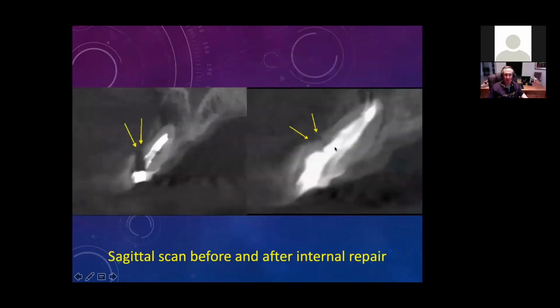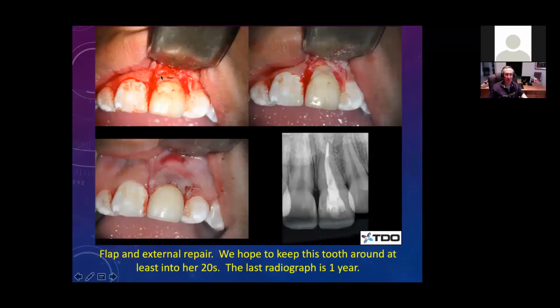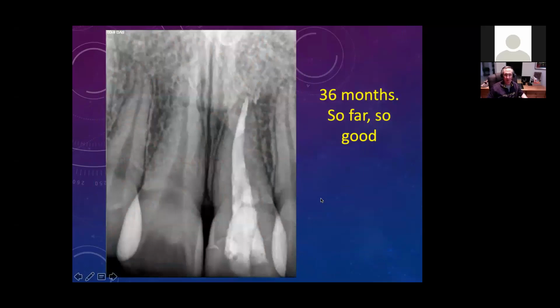And here we repaired it internally with Biodentine, which is a product we like and use quite a bit for this sort of thing. And then flapped it, placed a little flowable composite. And then here we are immediately post-op. You can see the repair. And then the last time I saw her was at 36 months, so everything was doing just fine.